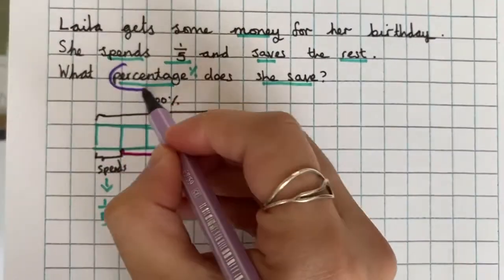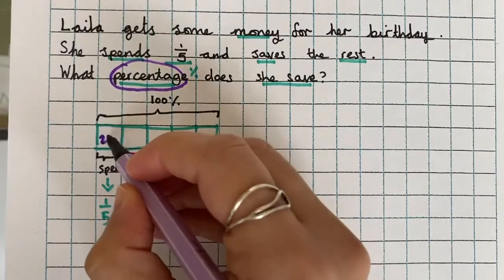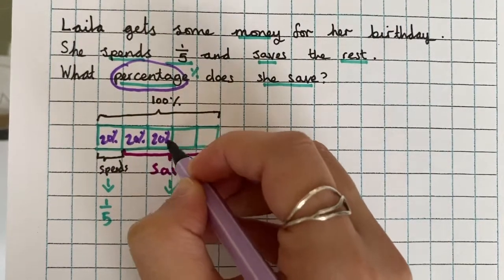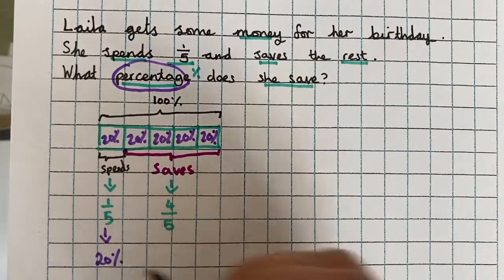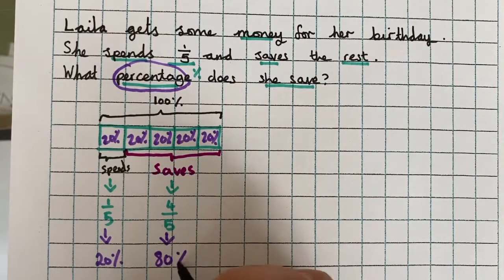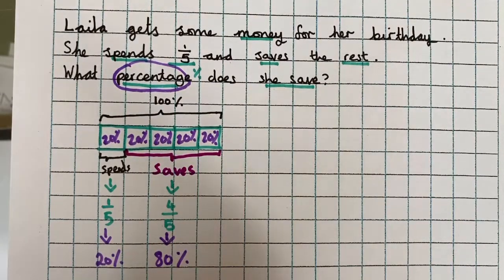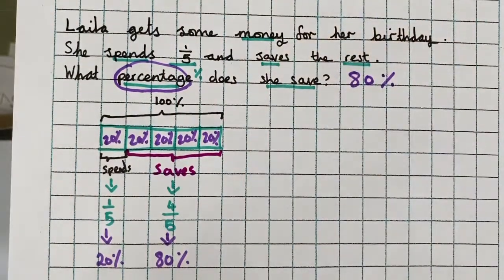But we want this as a percentage. Now, if you think back to the equivalent percentages, you'll remember that 1/5 is equivalent to 20%. So what would 4/5 be equivalent to? If you count those 20s, you get 80%. 4/5 is 80%. So she saves 80% of her money.